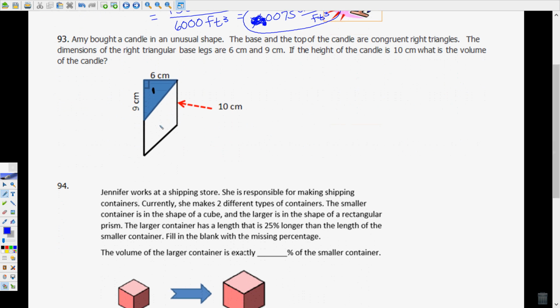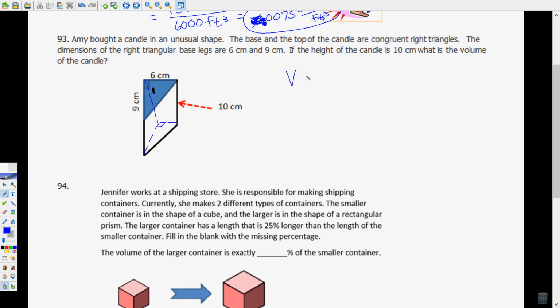All right, this one, the picture is not beautiful, but basically we have a triangular prism. Can't really tell it very well. Maybe if I dot some lines back here and bring this down, you can kind of see it better. I don't know, but there. It says Amy bought a candle in an unusual shape, I'd say. The base and the top of the candle are congruent right triangles. The dimensions of the right triangular base legs are 6 centimeters and 9 centimeters. If the height of the candle is 10 centimeters, what is the volume of the candle?